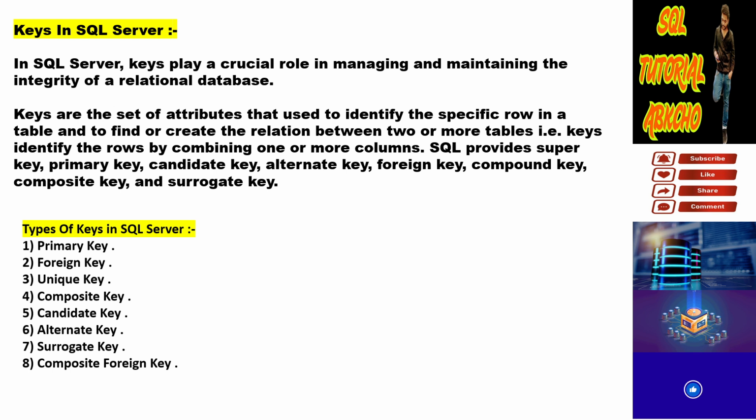So, what are the types of keys in SQL Server? Below are the types we have in SQL Server. Number one is the primary key, second the foreign key, then the unique key, then the composite key, then candidate key, then alternate key, then surrogate key, and at last composite foreign key. Now let's move on and discuss each of the keys one by one.